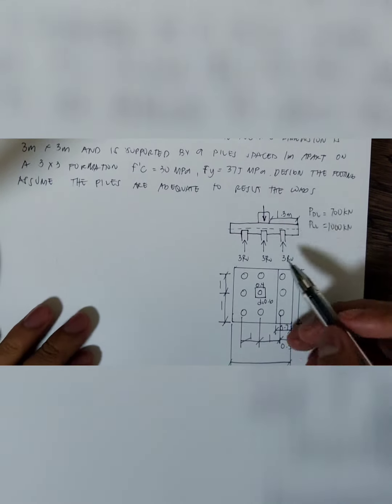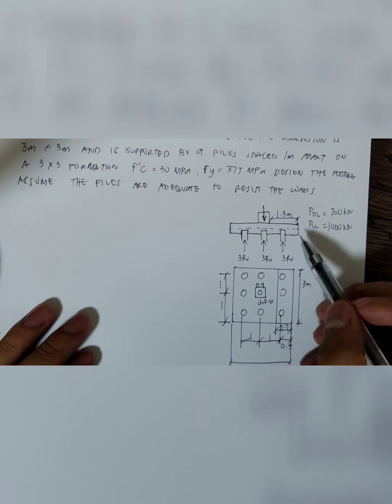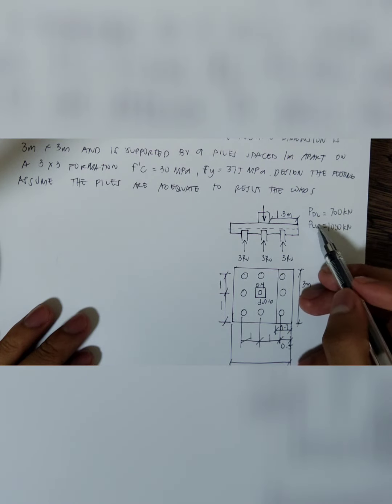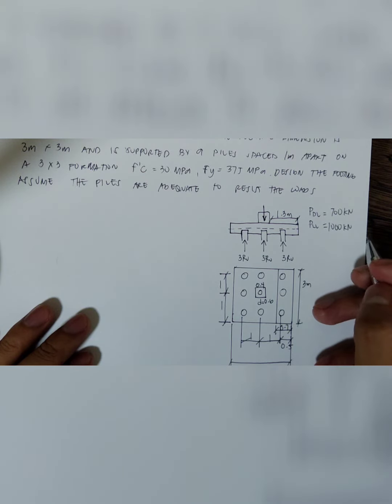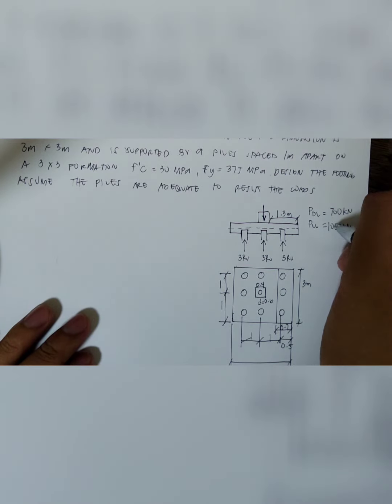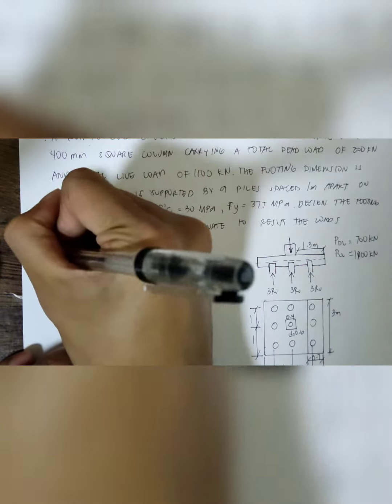As you can see in the figure, we have here 3 by 3 piles. The dead load and the live load are 700 and 1100. So, solution.